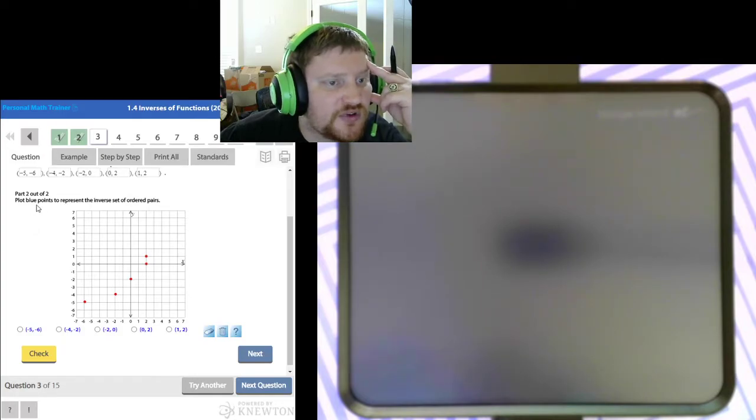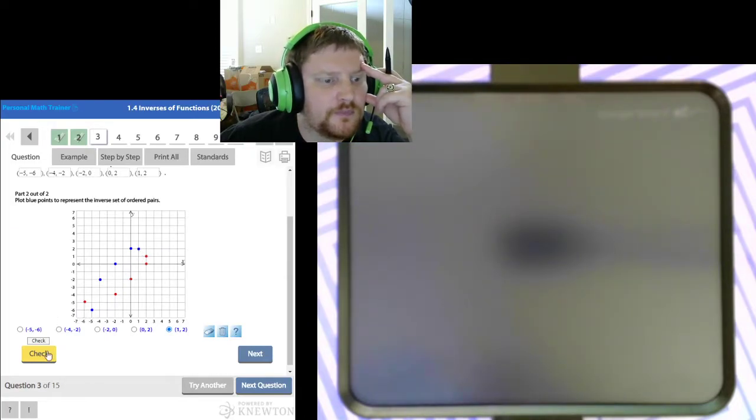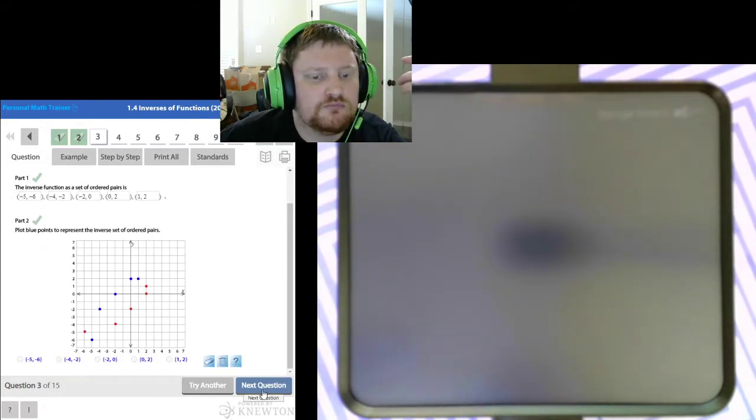Alright, plot the blue points to represent the inverse set of ordered pairs. So we want -5, -6 goes right there, -4, -2, there, -2, 0, 0, 2, 2, 1, 2. Alright. Looks like that's it.